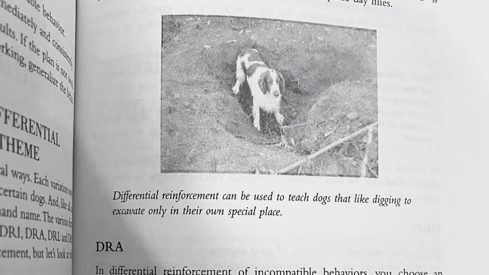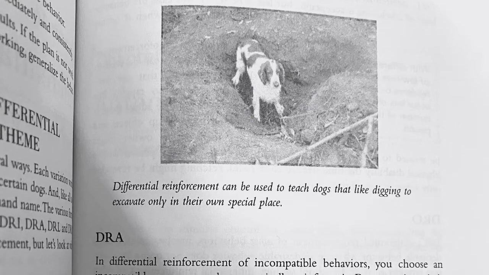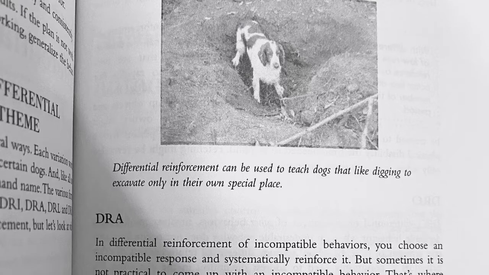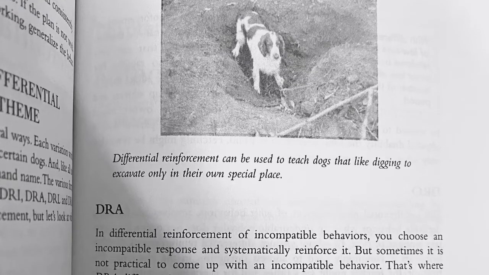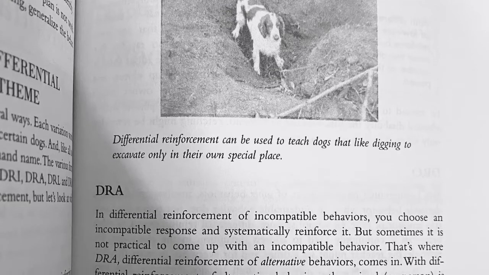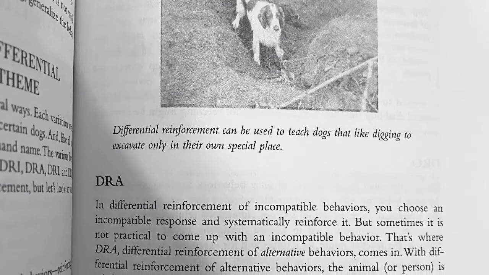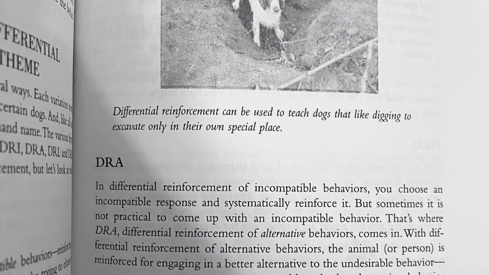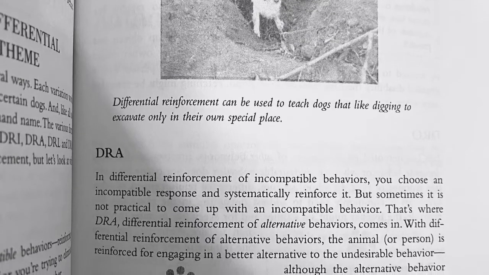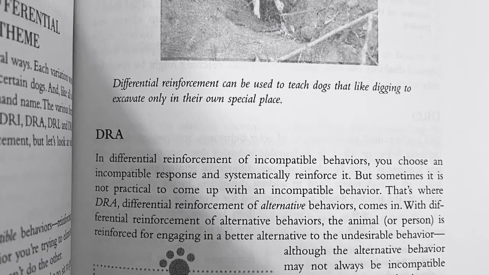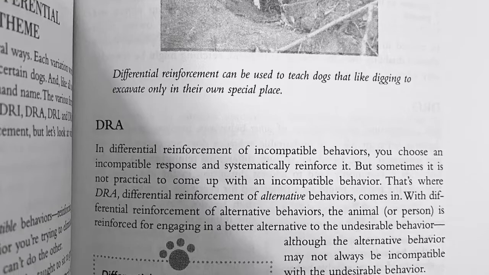DRA. In differential reinforcement of incompatible behaviors, you choose an incompatible response and systematically reinforce it. But sometimes it is not practical to come up with an incompatible behavior. That's where DRA, differential reinforcement of alternative behaviors, comes in. With differential reinforcement of alternative behaviors, the animal or person is reinforced for engaging in a better alternative to the undesirable behavior, although the alternative behavior may not always be incompatible with the undesirable behavior.